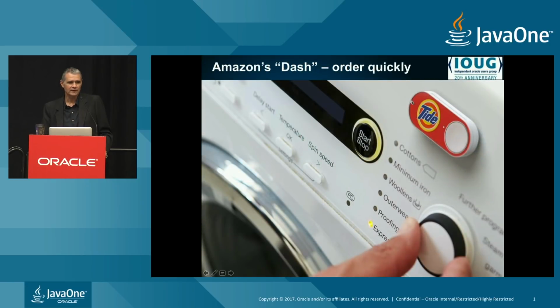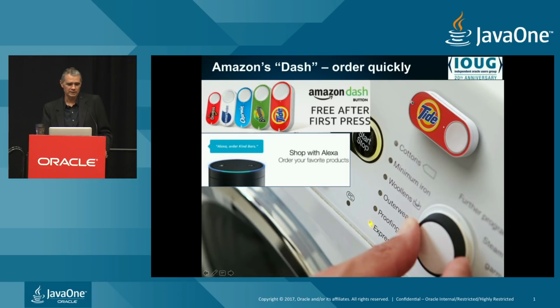There's a Tide button, IoT, right on your washing machine. You press it, you get Tide. You got a 4-year-old, you're going to get a lot of Tide. And they know that. So they give you a Doritos button now. Press the Doritos button. That's a little better.